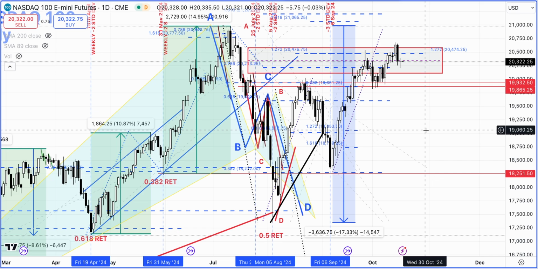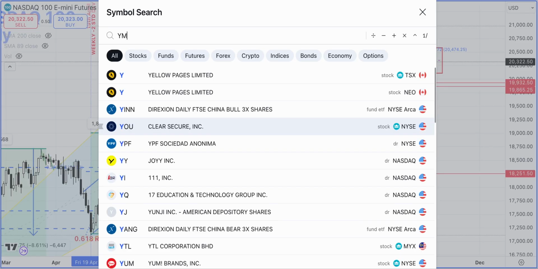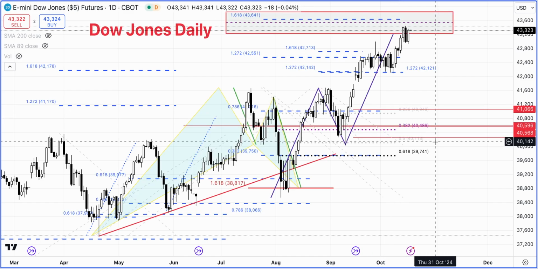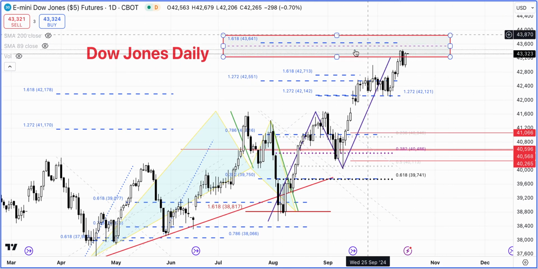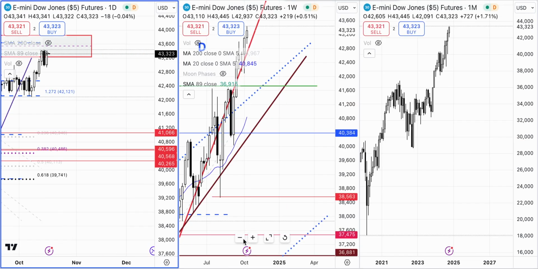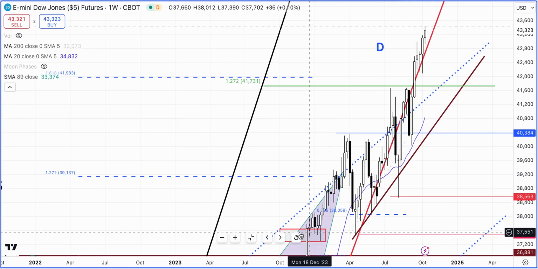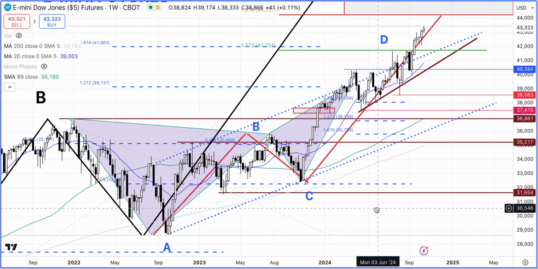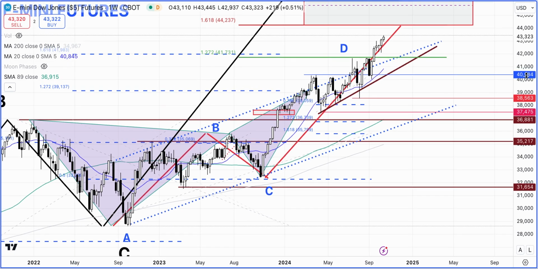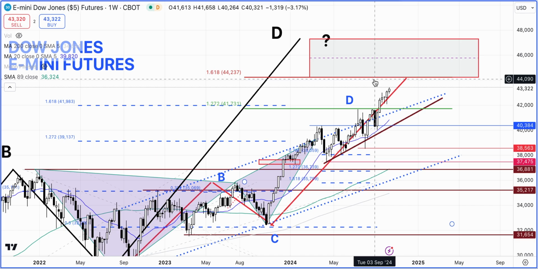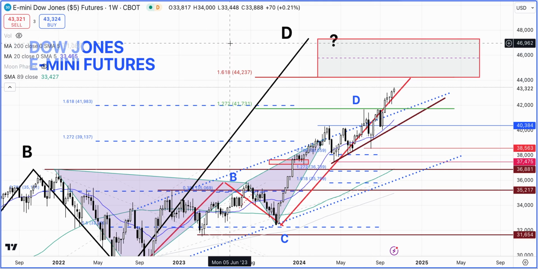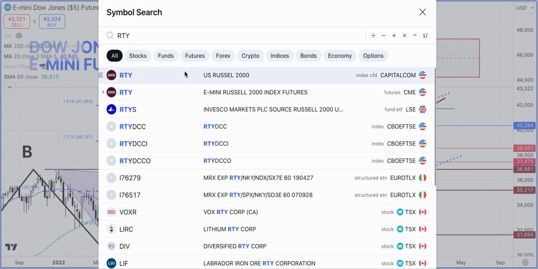Excuse me. Now let's take a look at the YM. So here we go. YM also looks strong. It's gone into this box here, and if we take a look at this weekly chart, I think it's got a little bit higher to go, right into this box, or at least 44,200 roughly. And Russell 2000, there we go.